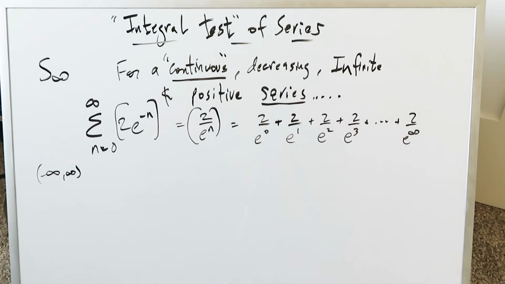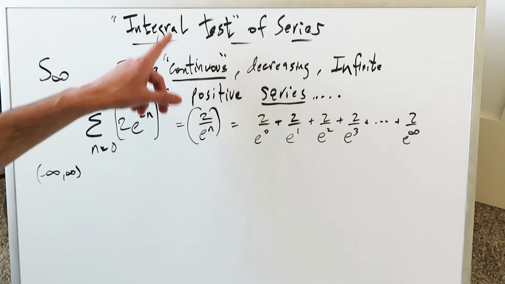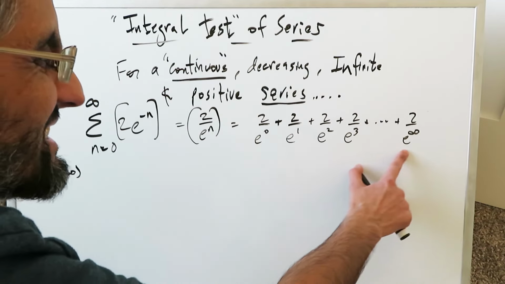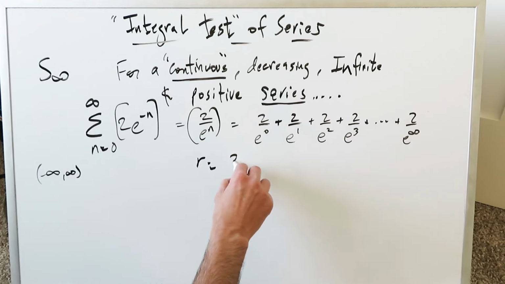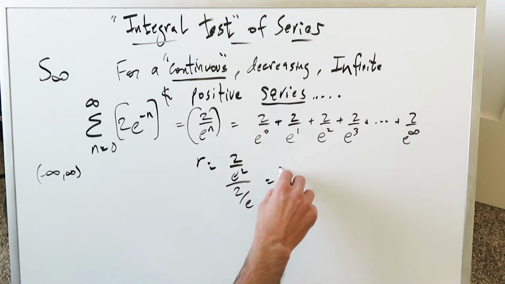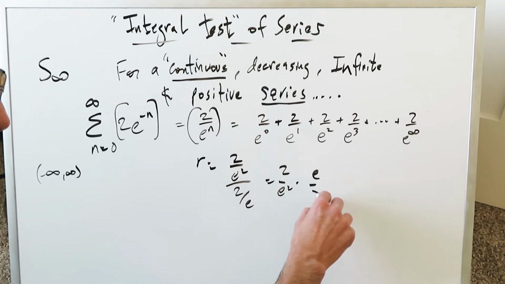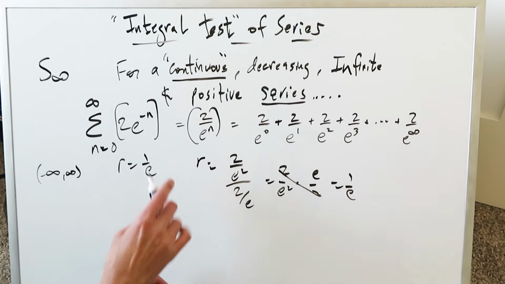Notice also this happens to be an infinite series, which we should always be looking at with regards to the integral test, but it's a geometric series. If you do a common ratio, just pick any two numbers, one after, one before, and divide them. You'll have 2 over e squared times e over 2. You'll always have 1 over e. My common ratio here is 1 over e.